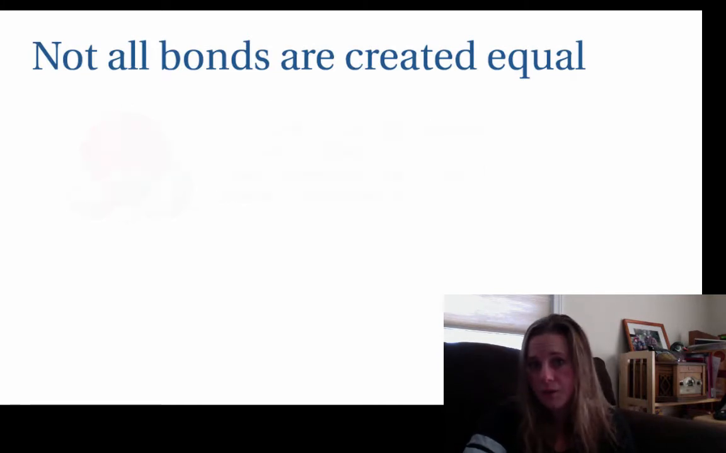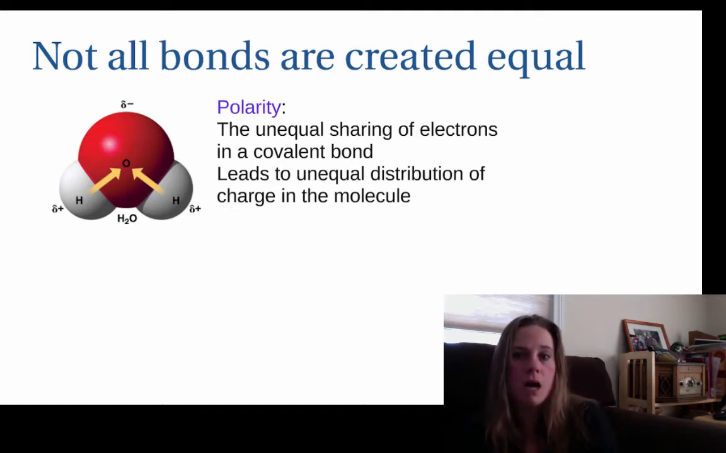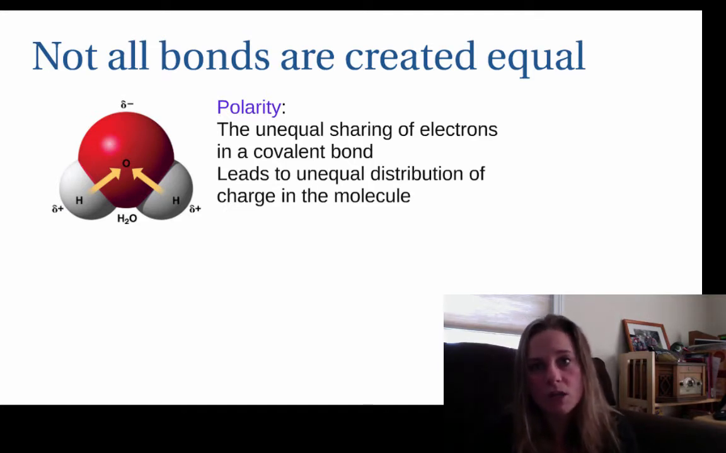But we know not all bonds are the same. And this is where polarity comes into play. So we have polar covalent bonds. This is when one atom is going to be just a touch greedier than another one and pull some of those valence electrons a little bit closer to it.